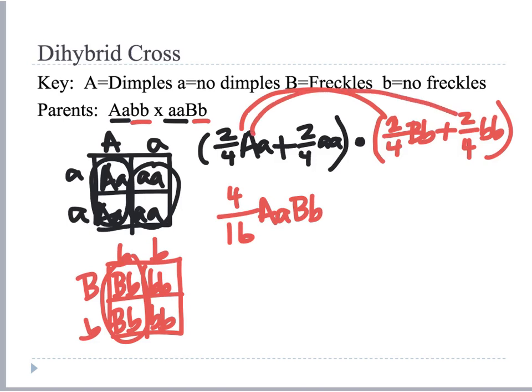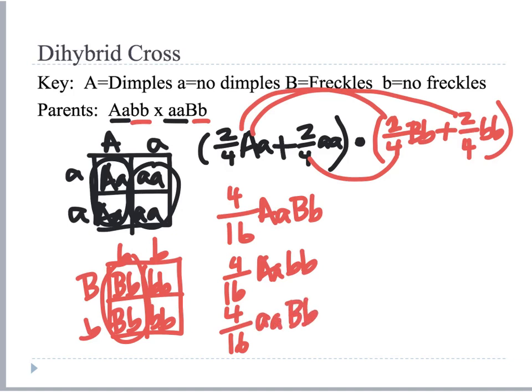I'm going to multiply these. That's going to be 4 out of 16, big A, little b, little b. I'm going to multiply these. Again, that is 4 out of 16, little a, big B, little b. And this times this, that's going to be 4 out of 16, little a, little b, little b.